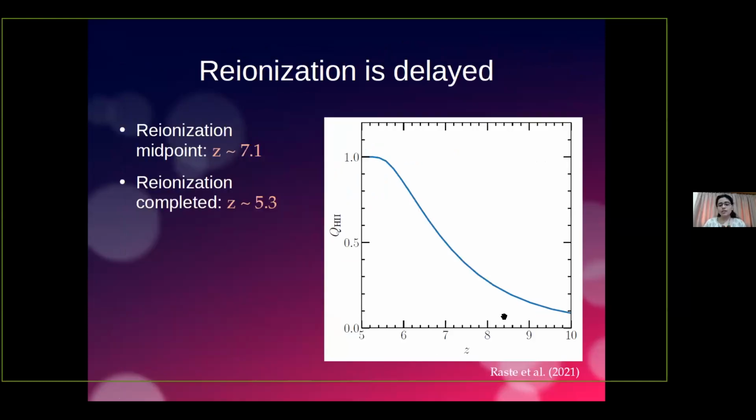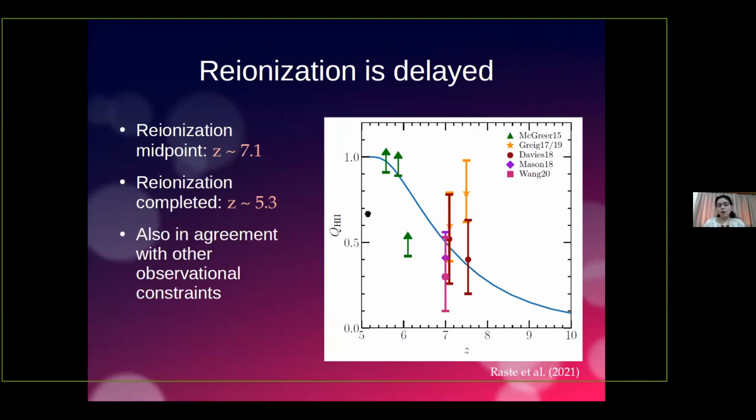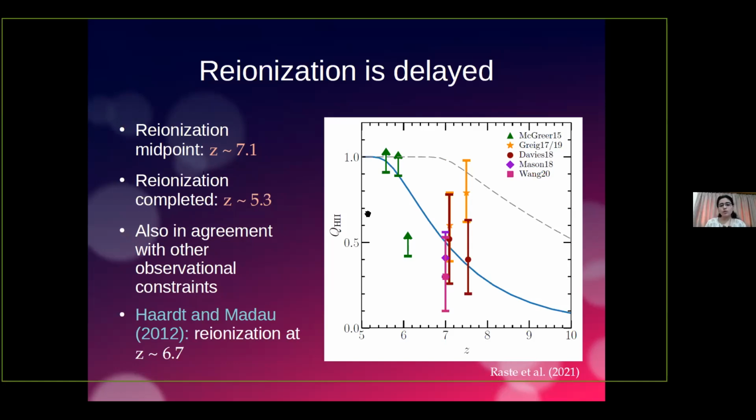So here we show the reionization history of this model, and we can see that the reionization midpoint is around 7.1 and it ends at around redshift 5.3. This model also seems to be in agreement with other observations of the IGM state at these redshifts. For contrast, we have also shown an early reionization model, for which we have chosen the Hart and Meadow model of 2012, which ends reionization at redshift 6.7.